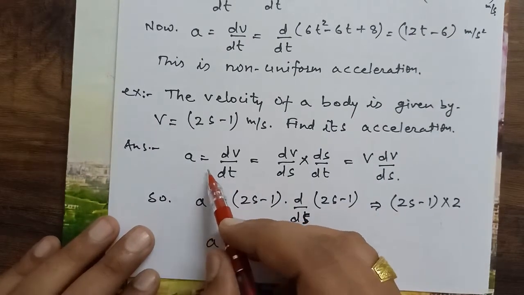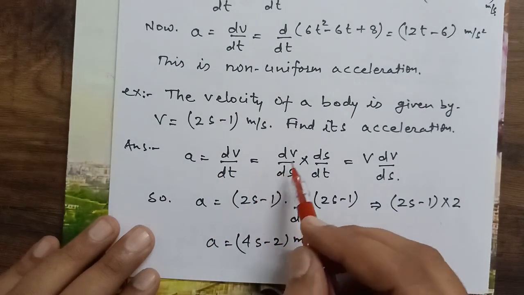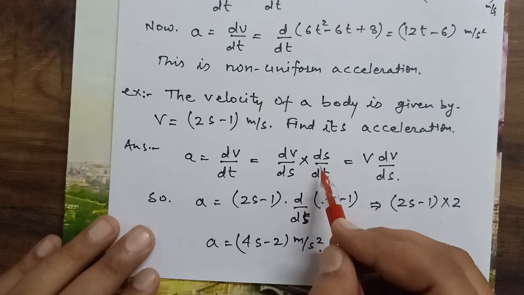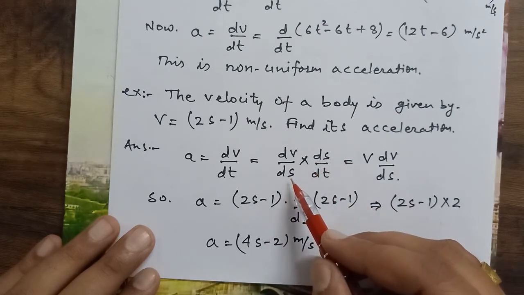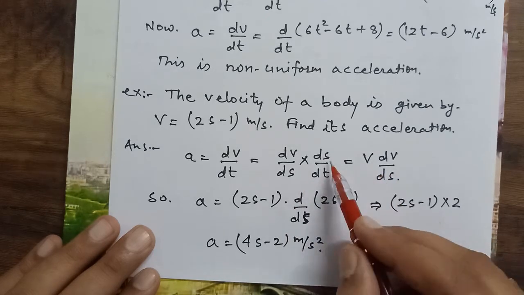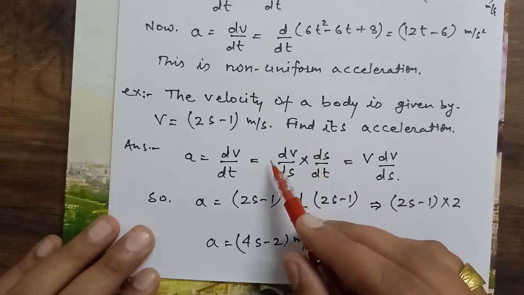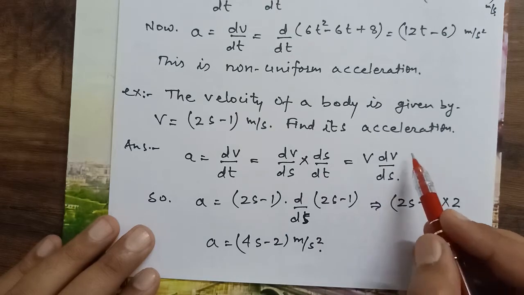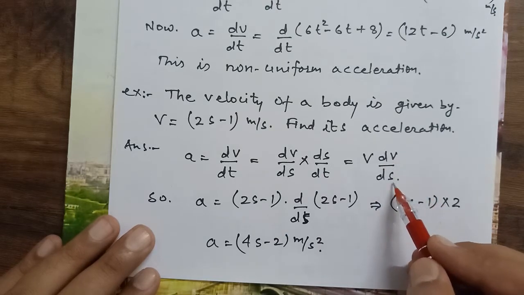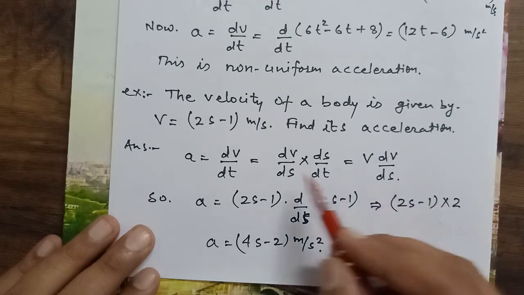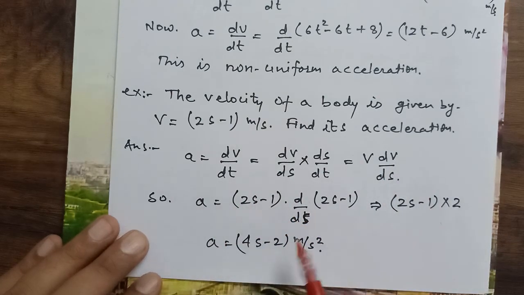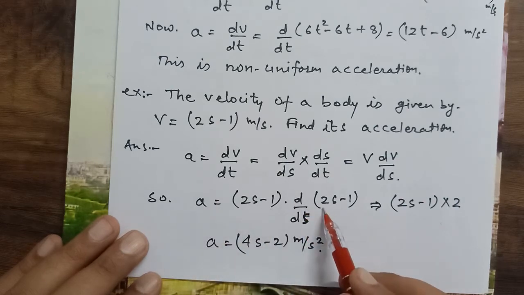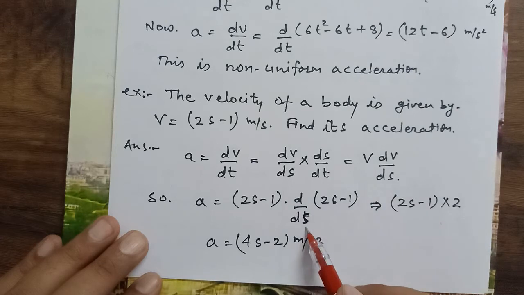Look at this, a equals dv by dt, that is dv by ds and ds by dt. So simply it can be cancelled, but we won't do it. V, that is ds by dt, and we get v dv by ds. So whenever the velocity is a function of displacement, then we will use this expression to find the acceleration. So a equals v d by ds of v. So we got v dv by ds.